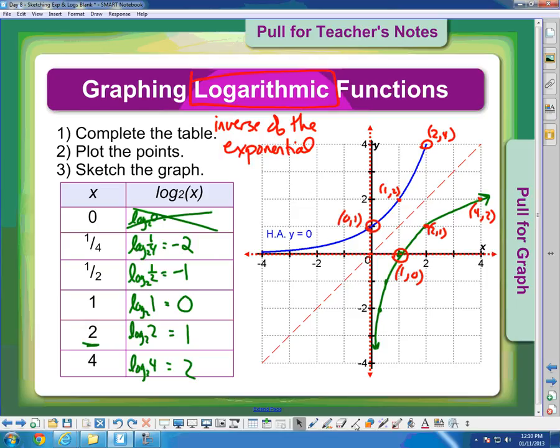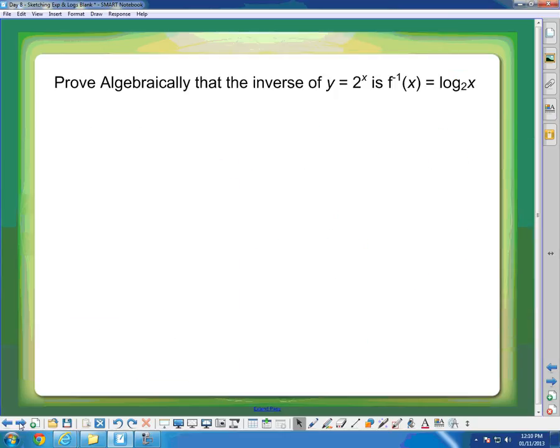So I tried to demonstrate and prove it using the graph. I'm also going to prove it algebraically. So we're going to prove algebraically that the inverse of y equals 2 to the x is log base 2 of x. So we're going to go back and do the steps that we did in the first unit, where we have to find the inverse.